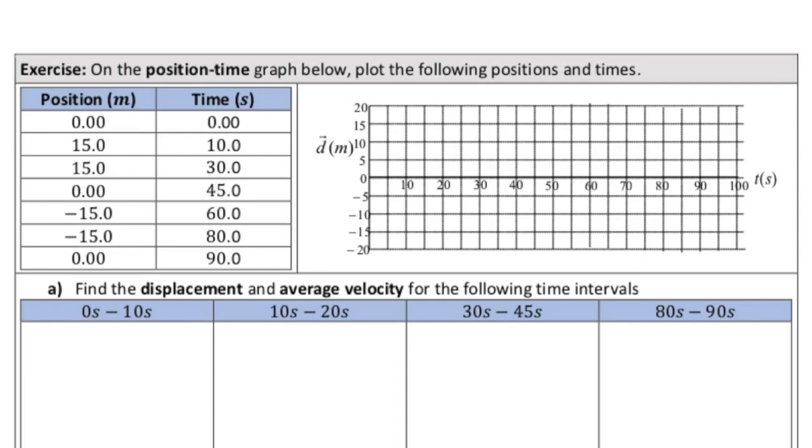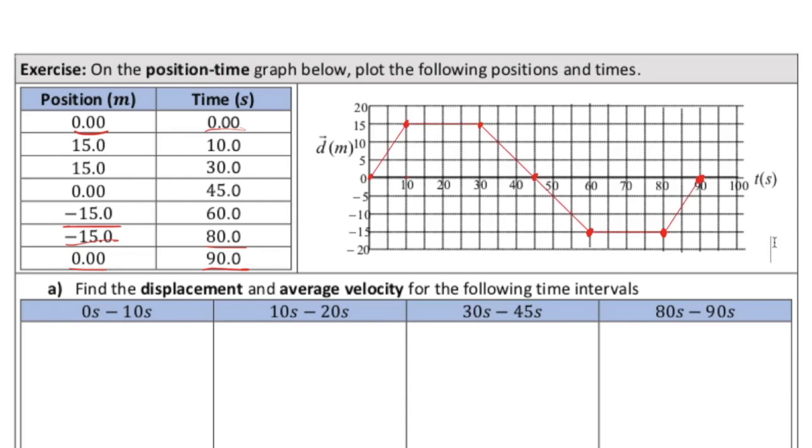Okay, so starting off, at a time of 0 seconds, we're at a position 0. So that's right there. So now we go to the 10-second mark right there, and up to 15 meters. That's that point right there. Then at the 30-second mark, which is over here, we're at a position of 15 meters again. Then at the 45-second mark, we're at a position of 0. So right there. Now let's take a look at 60 seconds. We're at -15. So that's right there. At 80 seconds, we're at -15. And then at 90 seconds, we're at a position of 0. So at 90 seconds, position is 0. And now we're going to connect the dots. And it's going to look a little something like this.